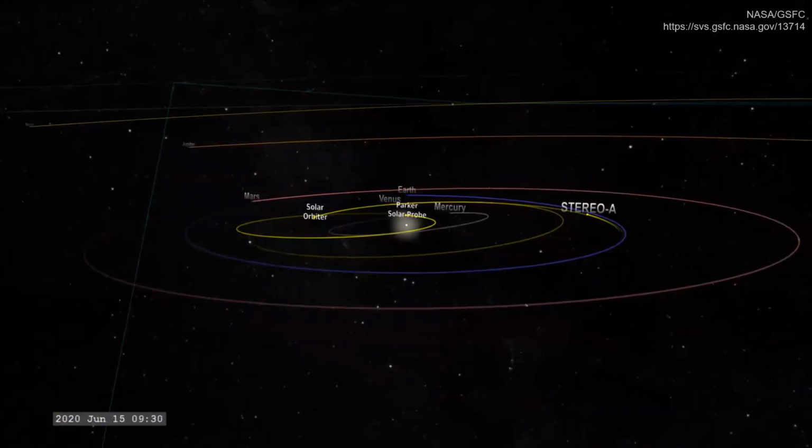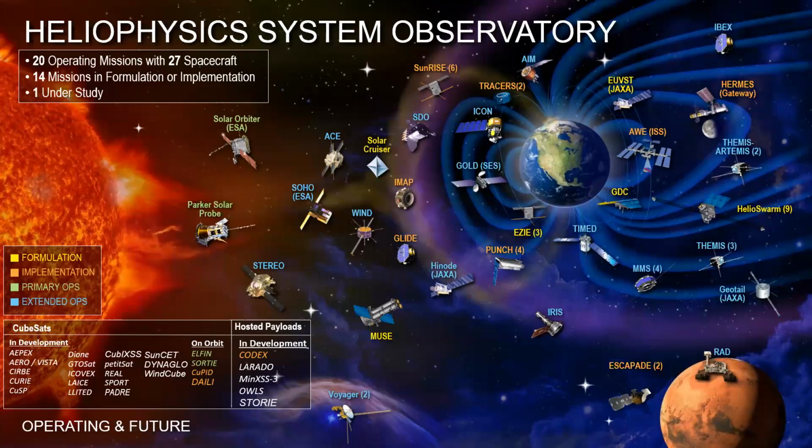And so with that, to kind of go into a very NASA-centric viewpoint for a second, that allows us to paint out our heliophysics system observatory. And so this is a graphic from NASA that really shows all of the current operating missions and missions in development that we have. And you see that it really spans a very wide range of different kind of subdomains within space physics.